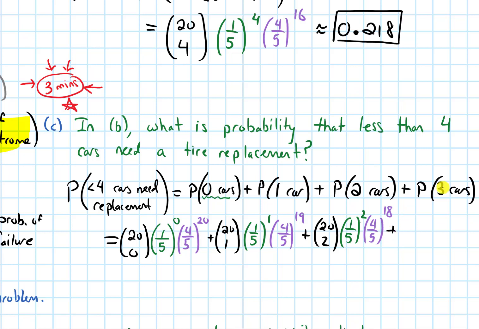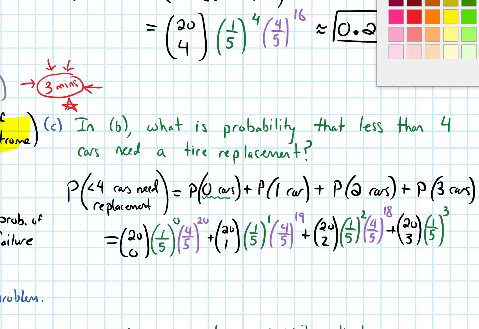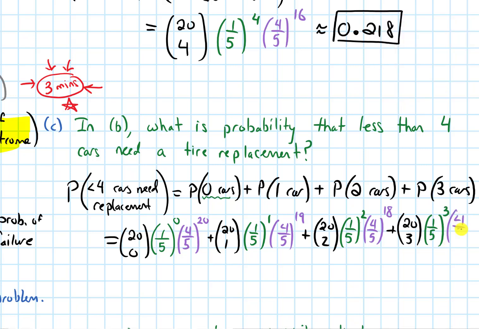All right, and then plus, for 3 cars, I need 20 choose 3 first, and then multiply that by 1/5 to the 3, because there's going to be 3 cars that need a replacement, so 3 in the exponent. And then 4/5 to the number of cars that don't need a replacement, which is 17. Alrighty, so we have all of this. Plugging this into a calculator, I am going to round this to 3 decimal places, and we get 0.411. So that is our answer.